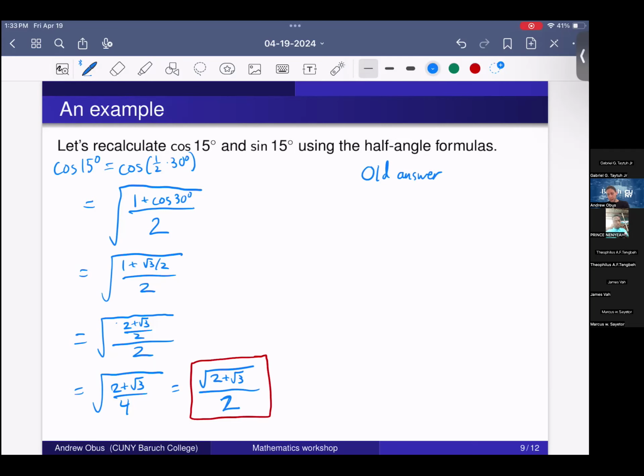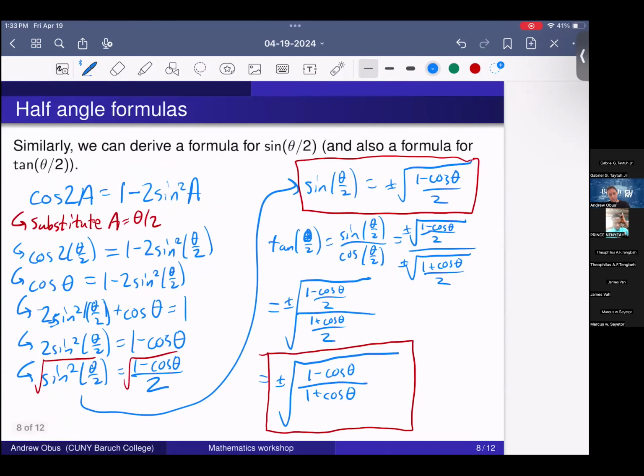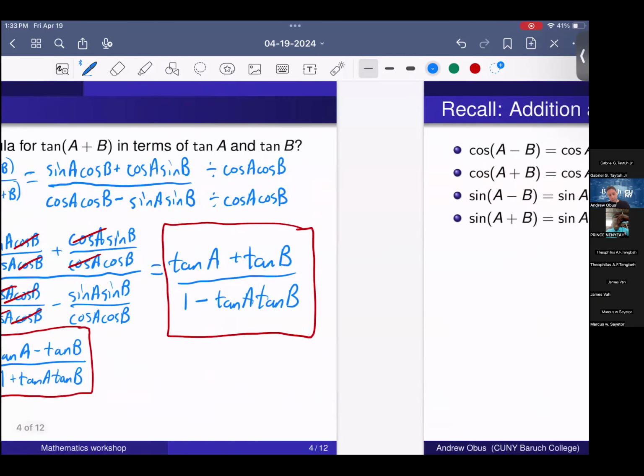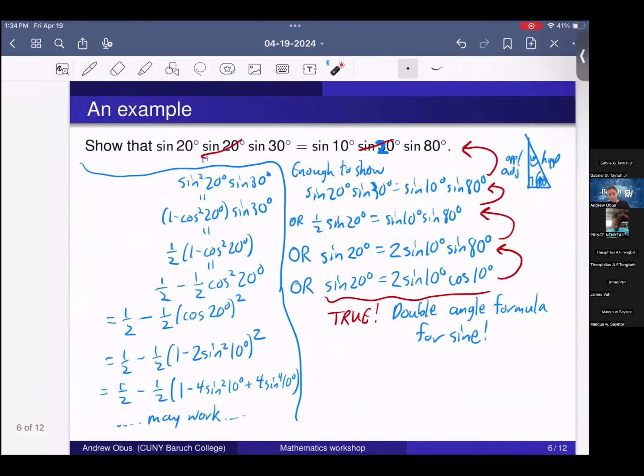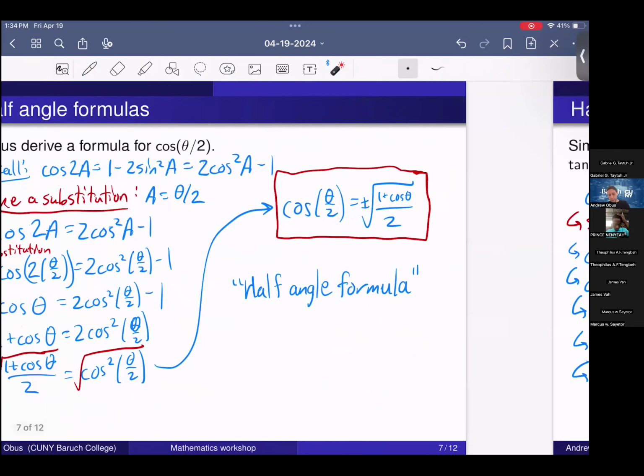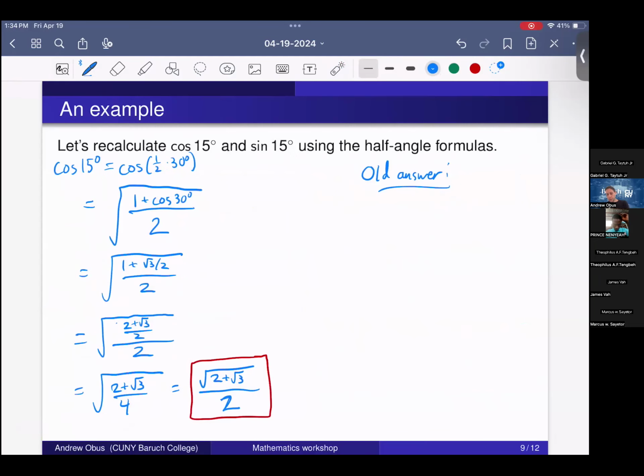What was the old answer that we got? The old answer that we had, for cosine of 15 degrees, was square root of 2 plus square root of 6 divided by 4, right? So these don't look so much like each other, right? I mean, this is kind of a problem, right? We have completely different answers here, but they're both supposed to be cosine of 15 degrees.